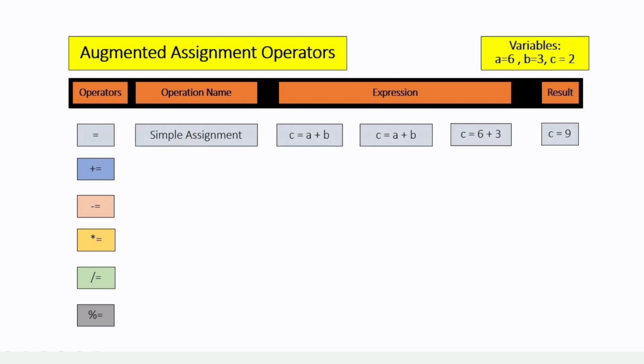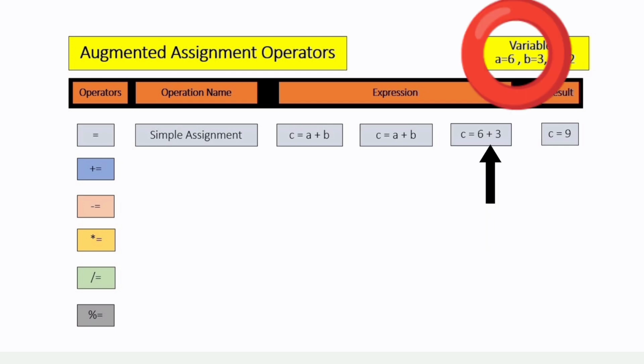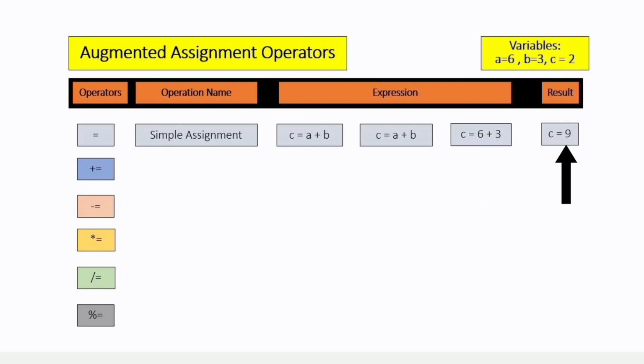So first operator is simple assignment operator. The expression for this operator is C is equal to A plus B, which means that the output is always on the left side. So if we put the values of A plus B, we have 6 plus 3. And the result is going to be 9, which will be assigned to variable C. And it will override the previous value of the C, which was 2.